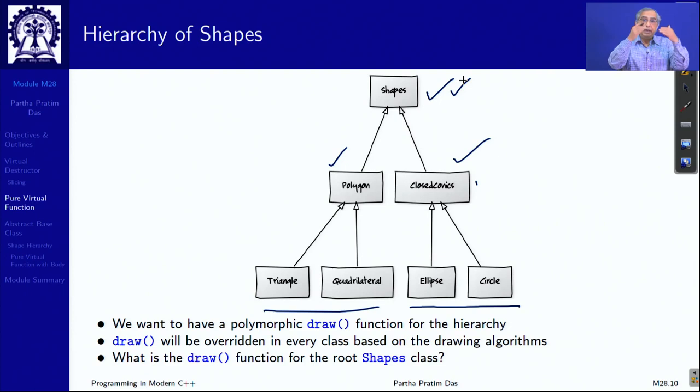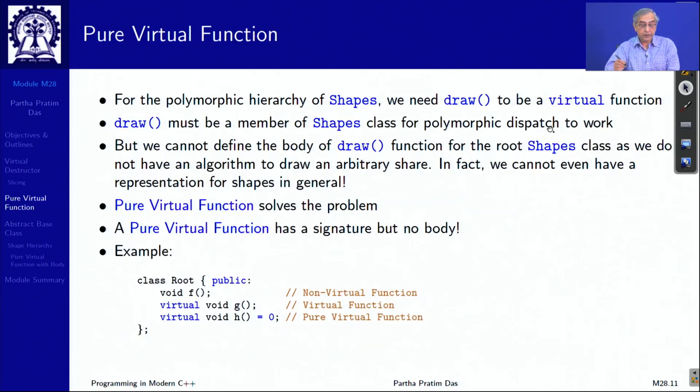ellipse and so on, we will keep on overriding the draw function, so that if I have a pointer to shape, I will be able to call the draw function, it will get dispatched, and it will call the actual draw function of the object for the class. Now, the question here is, what is the draw function of the root class shape? Do we know that? Can we write that function ever? The problem is, the root class, the shape class, needs to have the draw function, so that it can be properly dispatched along the hierarchy.